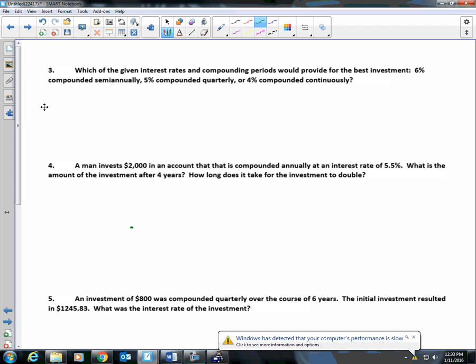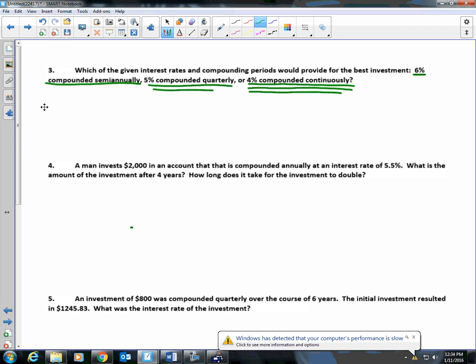Suppose you could go to the bank and get 6% compounded semi-annually, or how many times a year? Twice. Or let's say you get less of an interest rate, 5%, but it's compounded quarterly, or 4 times a year. Or suppose you get even less of an interest rate, but it's compounded an infinite number of times during the course of the year. Which one do you want to sign up for? You don't know. You're just making a guess. 1, 2, or 3. You want 3? Who else wants 2? Everyone wants 3.